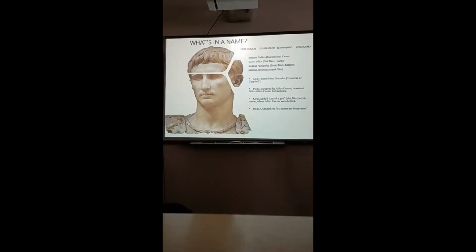So we've got down to 38, he becomes Imperator as his first name. And then 27 BCE is when, as we've seen going back to chapter 34 of the Res Gestae, he is given this new honorific name that no one's had before. He becomes Augustus. So his name is now Imperator Caesar Divi Filius Augustus.